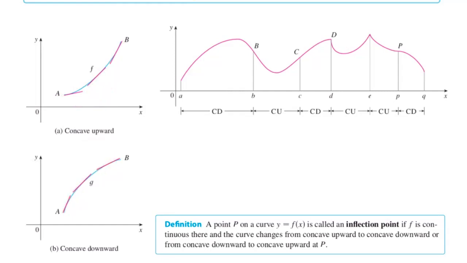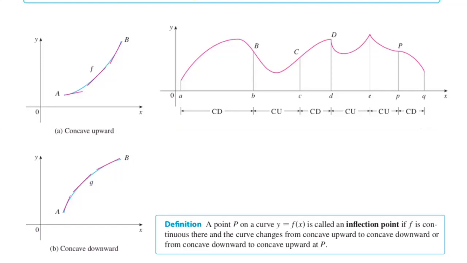If you like, I could say a graph is concave up if its derivative is increasing, and it's concave down if its derivative is decreasing. Those are equivalent definitions, but I like this geometric flavor. I think this diagram is a nice picture. It's a function that's changing concavity.